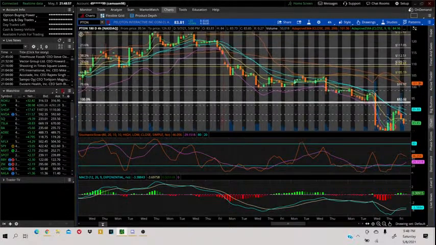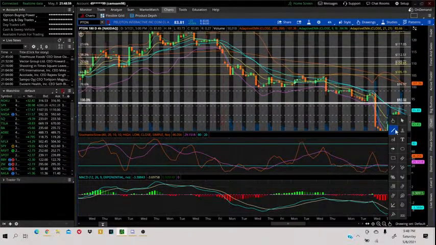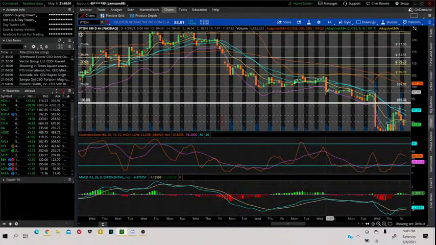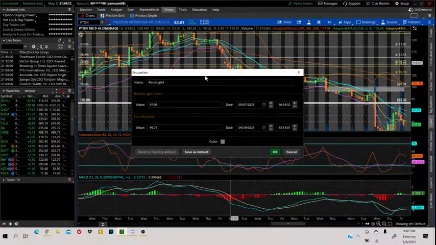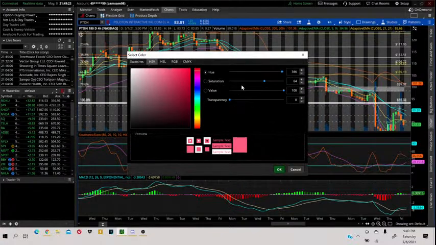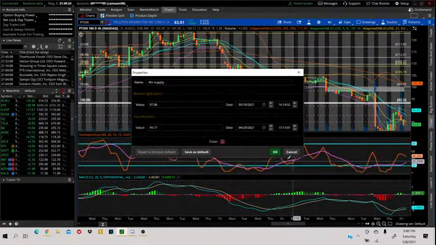So with the supply, how that works is you want to get the bottom of the basing candle to the top of the basing candle, to the top wick of the basing candle. Right there. Edit properties, rectangle. We're going to do 4 hour supply. Put that to 10. Color is going to be pink. Go back, make it transparent right there.